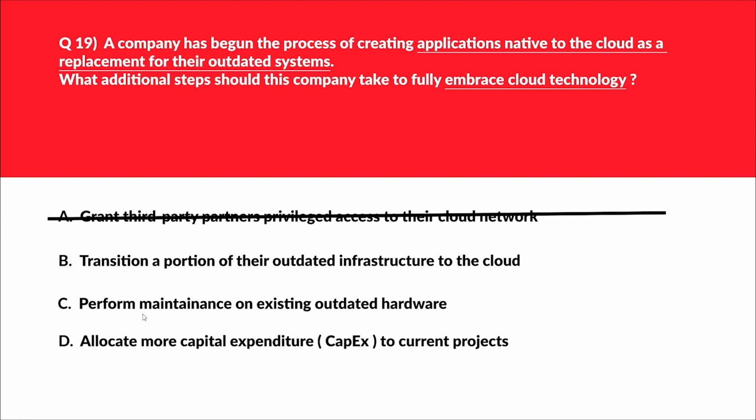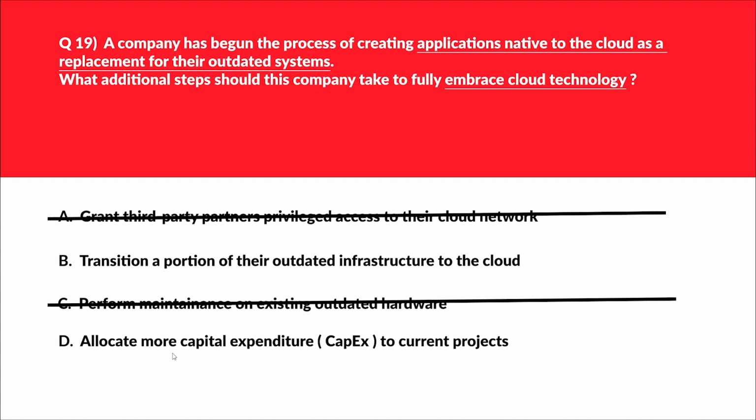C says perform maintenance on existing outdated hardware. Conducting maintenance on their hardware, while necessary, doesn't help in adopting the cloud as it pertains to maintaining existing on-premise systems. Hence, incorrect choice. Let's move to option D.